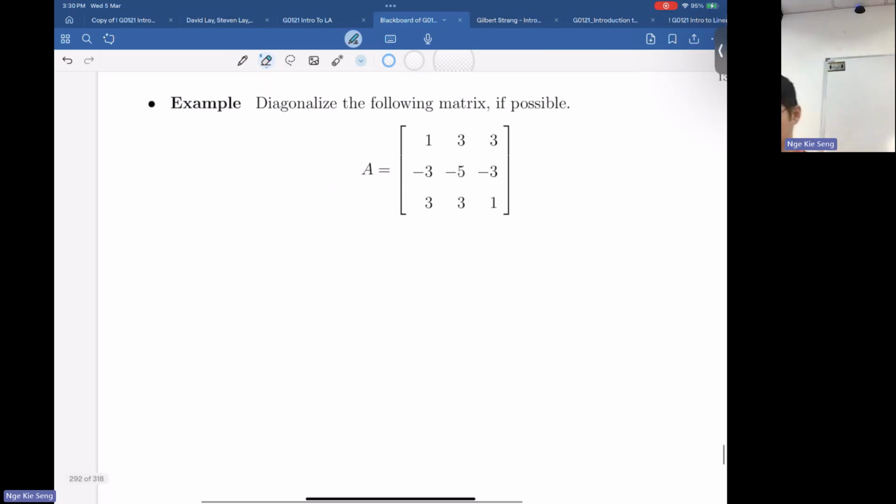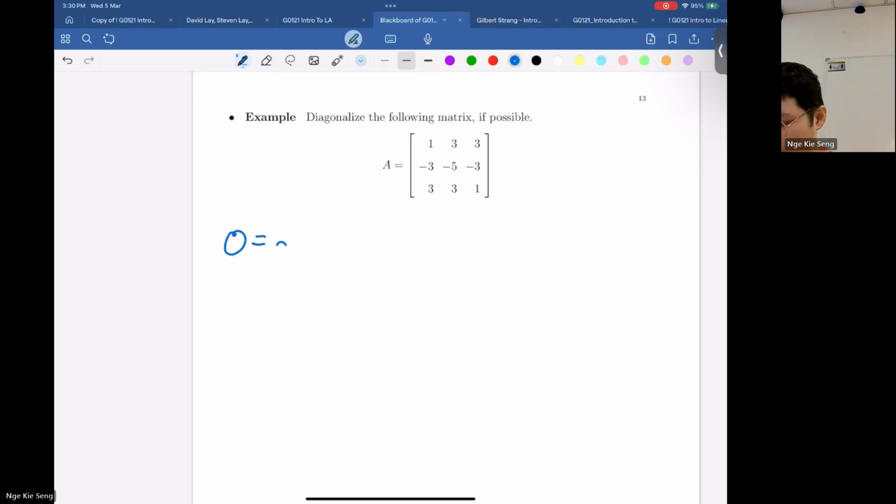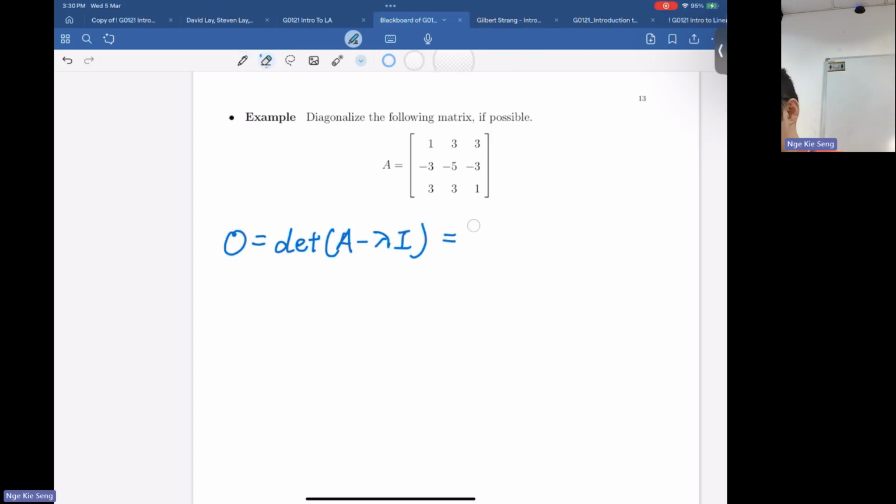Okay, so let's go through together. The first thing, if you want to find the eigenvalues, what do you look at? You look at the determinant, the characteristic polynomial, right? Then you look for this characteristic polynomial. Let me at least write down the form first.